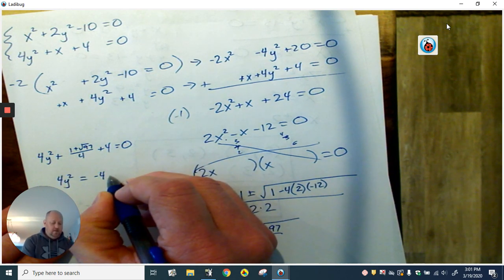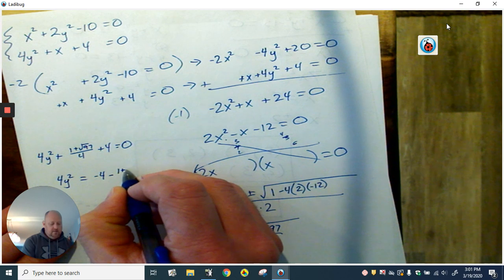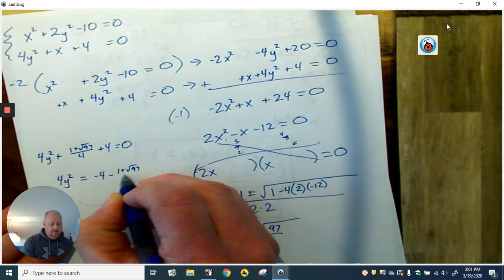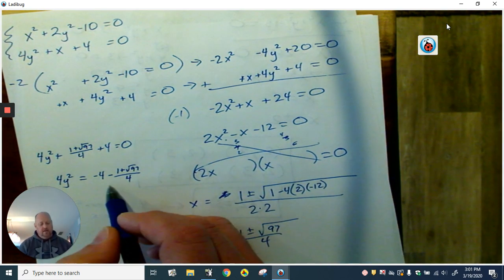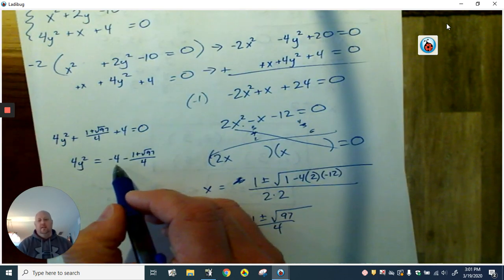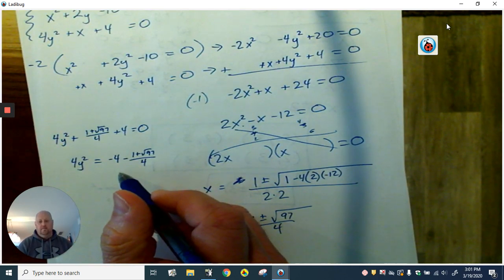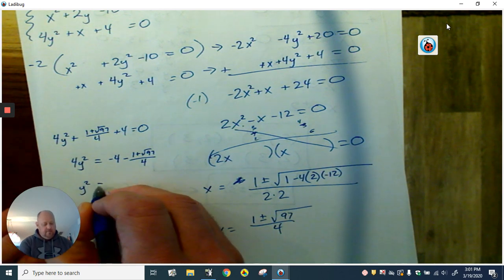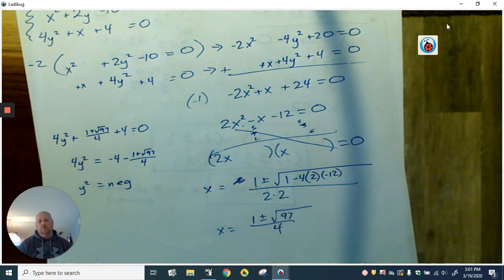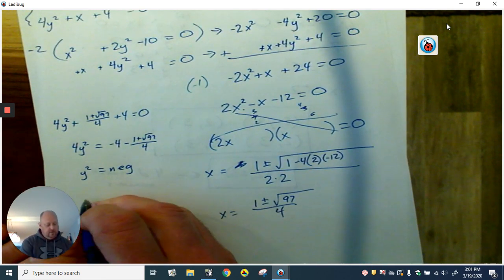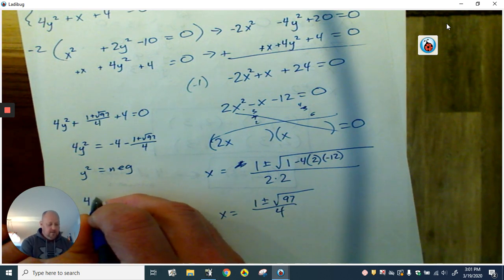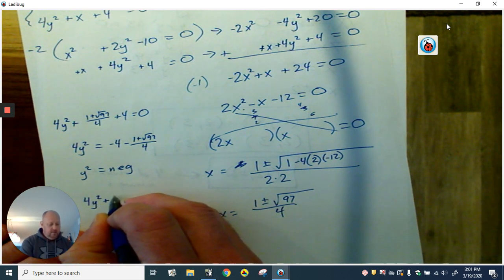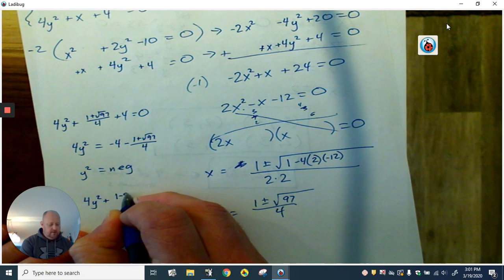And when I move that over to the other side, I don't know what this ugly number is as far as a decimal. I could figure it out, but I know that total is going to be a negative. And when I divide by 4, it's still going to be a negative. And then I'm going to end up with y squared equaling a negative number, which I know does not work. So that one actually doesn't give me an answer. Now, when I do the negative version there, I know this is a negative number.